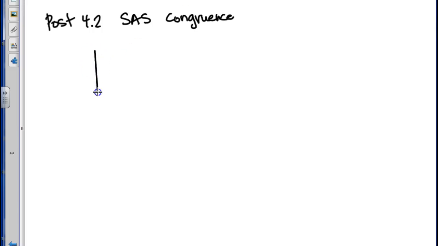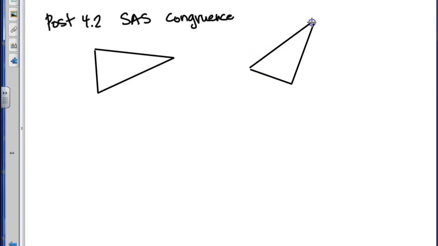So let me draw a picture of that one. Side, side, side's not too bad. Side, angle, side can be a little crazy. All right. So let's say that we're talking about these two sides and this angle between them. See how these two sides make up this angle, so that will be the angle between the two sides. So we're talking about this angle and those two sides.